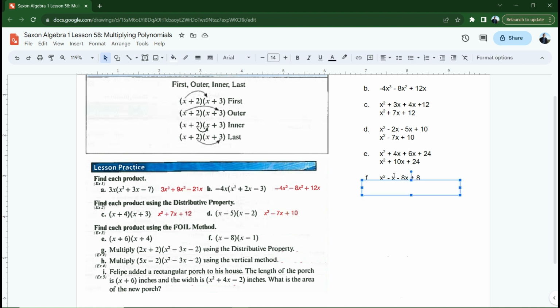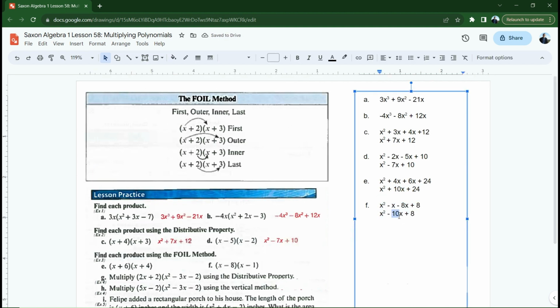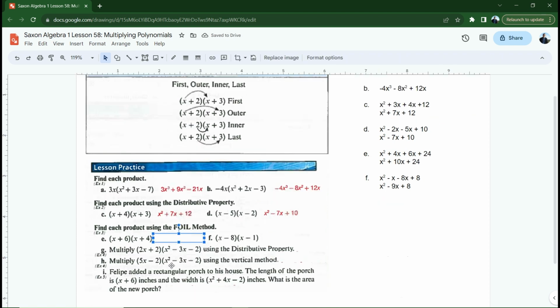I can combine this minus x and minus 8x. That becomes minus 9x. And that is that trinomial. Let's just make sure I've got these two right. So x squared plus 10x plus 24 and x squared minus 9x plus 8.